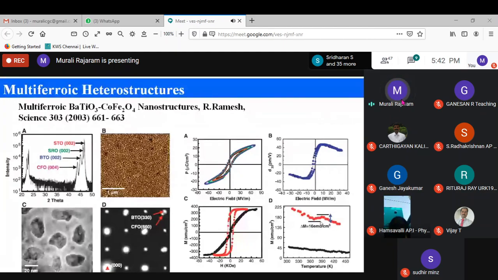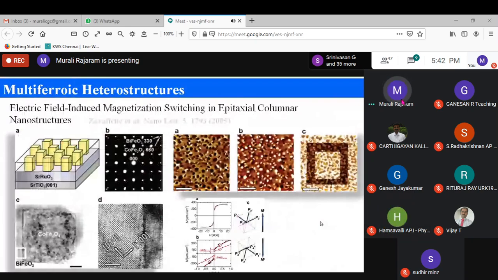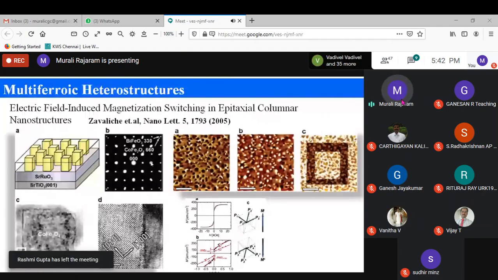Okay. So around 2005, the same group reported on bismuth ferrite and cobalt ferrite. Instead of barium titanate, they have replaced that with bismuth ferrite, which I will tell you is one of the very important materials and has very interesting properties. They wanted to replace barium titanate with bismuth ferrite because bismuth ferrite is a room temperature ferroelectric.